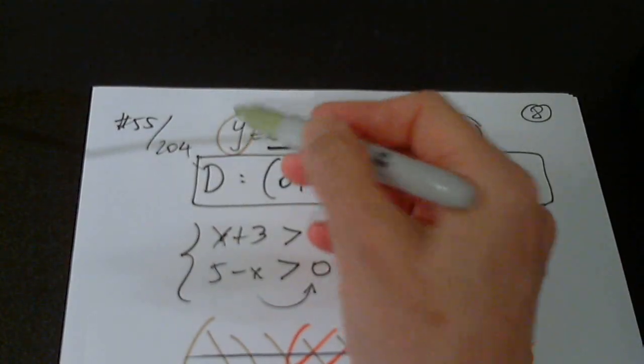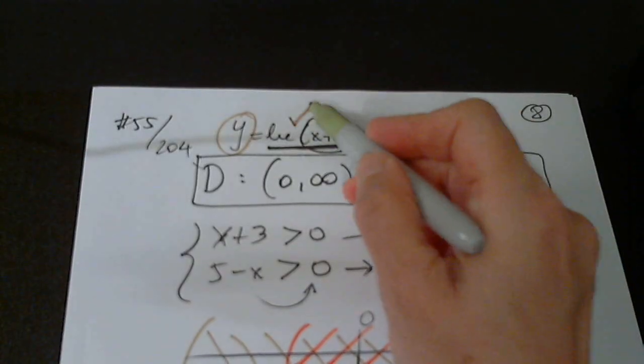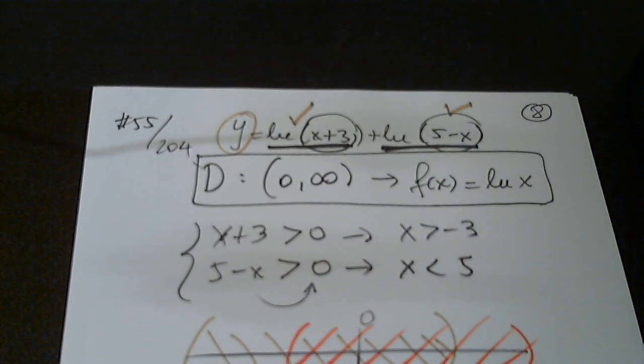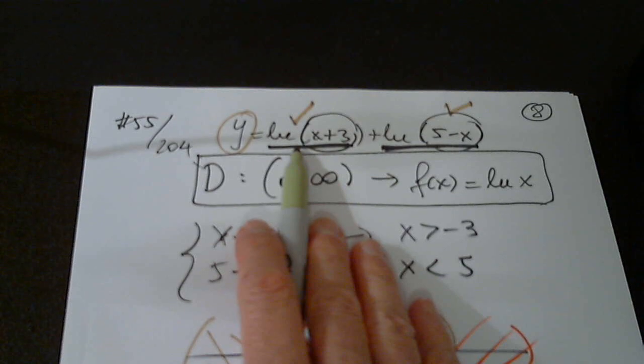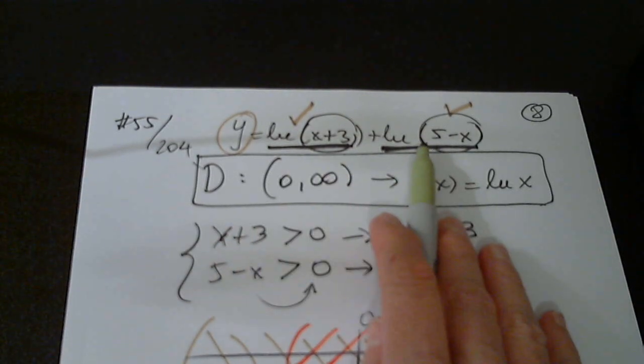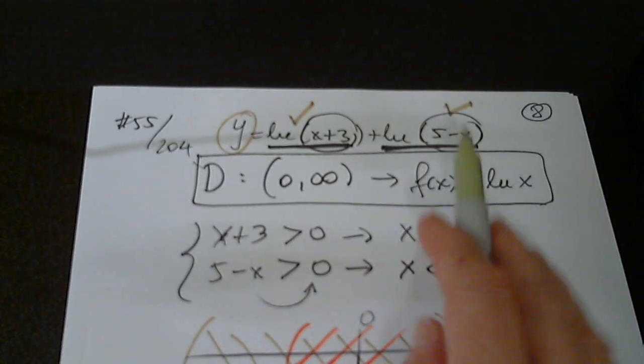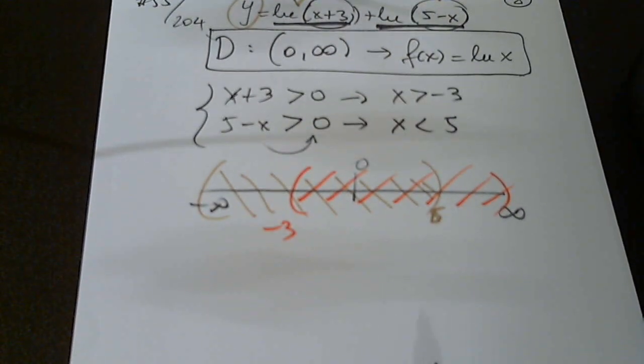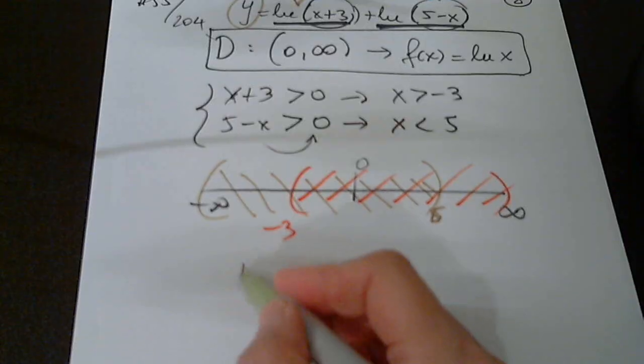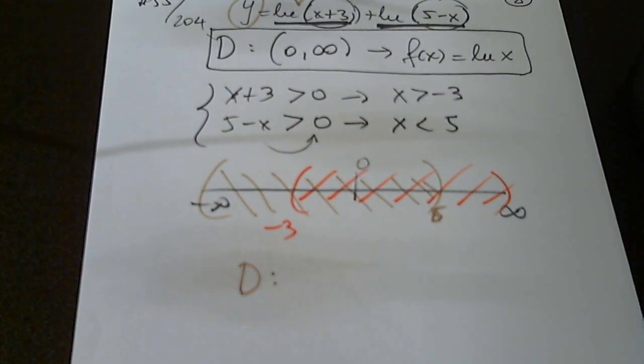In order for this function to exist, both functions have to exist. Because if this one is undefined and this one exists, I cannot add something to undefined, or vice versa. So both functions have to exist at the same time. So then, therefore, what will be the domain of this function, y, which is the sum of two logs?